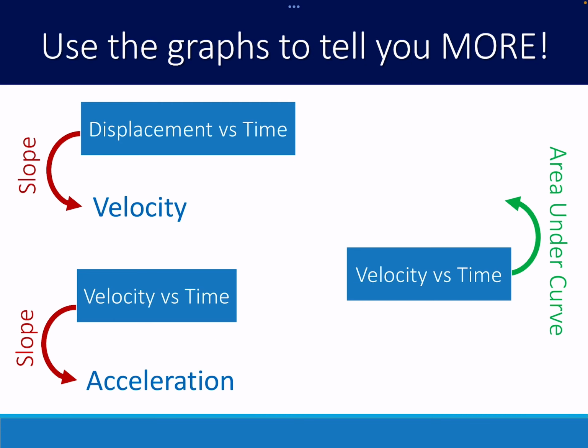So now we have three things, right? Graphs tell us three different things here. The slope of a displacement time graph or distance time graph gives us velocity. The slope of a velocity time graph gives us acceleration. And the area under the curve of a velocity time graph gives us the displacement, or distance traveled.